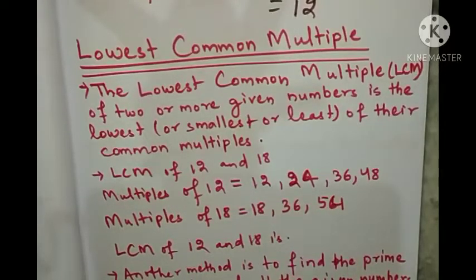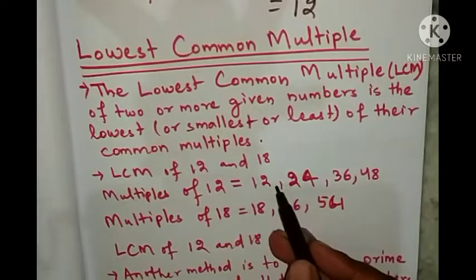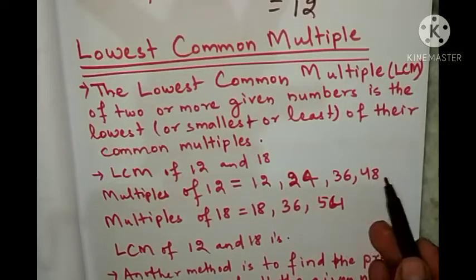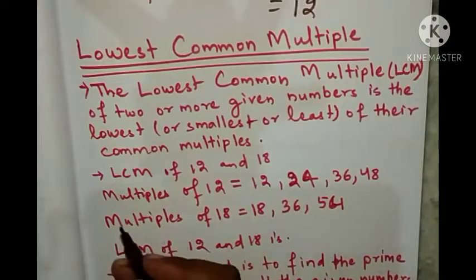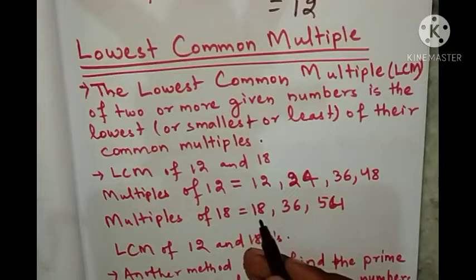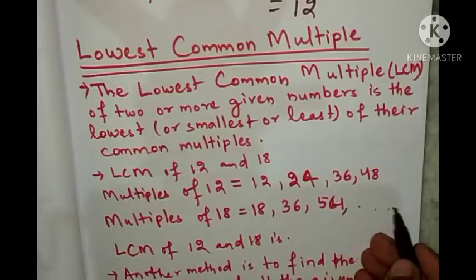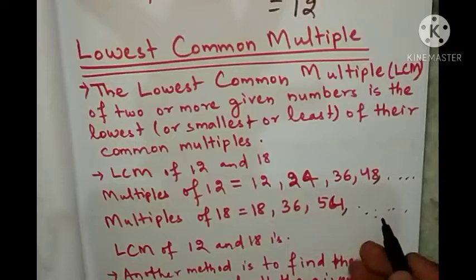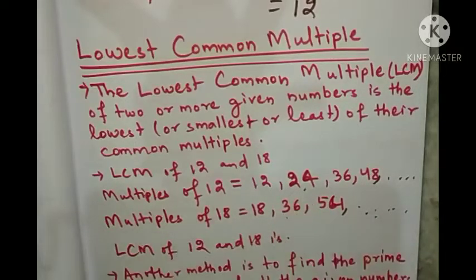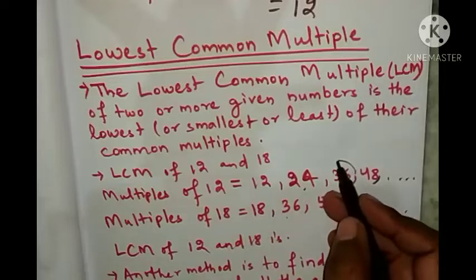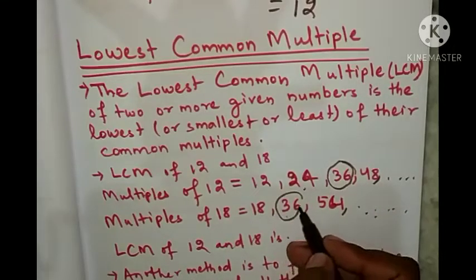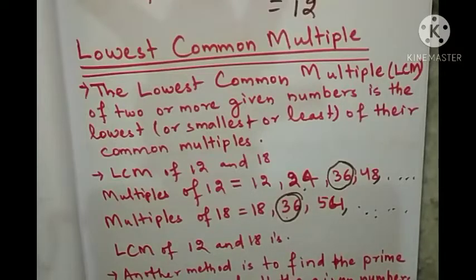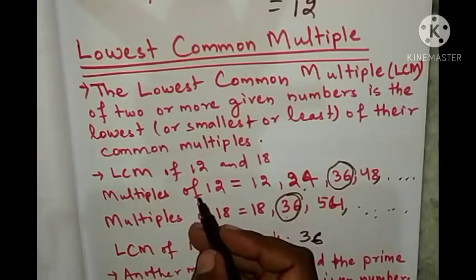We can find it by finding multiples. Multiples of 12 are 12, 24, 36, 48, and it will go on like this. Then multiples of 18 are 18, 36, 54, and it will go on. You see the lowest common multiple. Which one is the lowest common multiple? 36. Like that we can find that the LCM of 12 and 18 is 36.